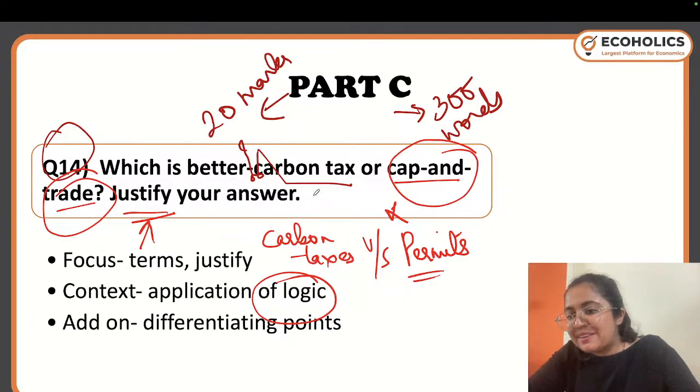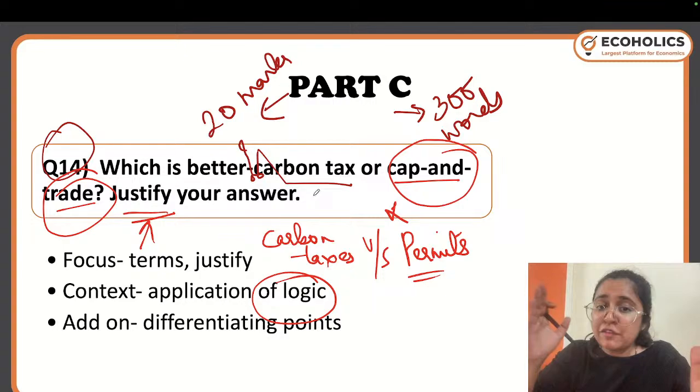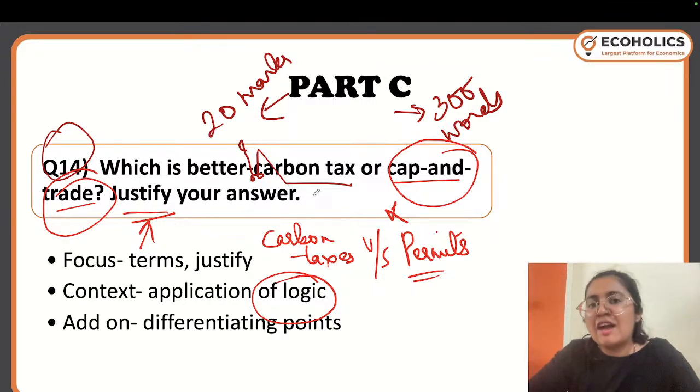So what do you think is better? Yes, I feel if you think from a sustainable angle, carbon taxes are better, and we have a logic to it. But you need to pick one. Justifying your answers means you need to pick something with logic, because they have asked which is better. If you say no, both are good, that is neutrality; you're not picking anything. You have to pick one and justify it.